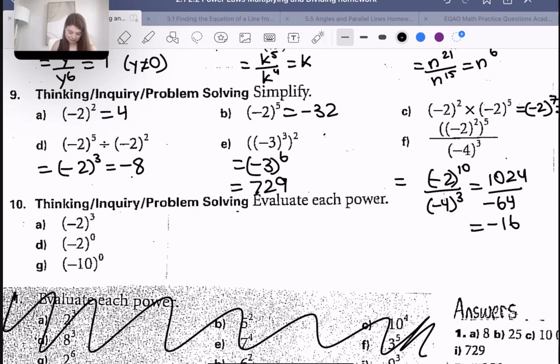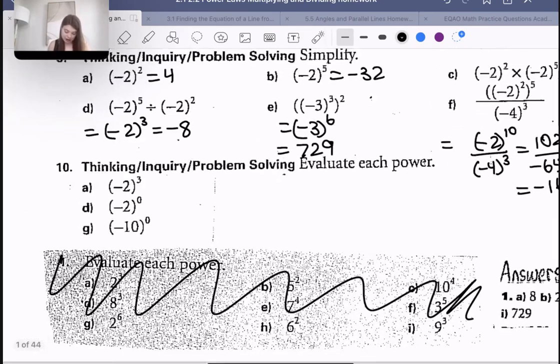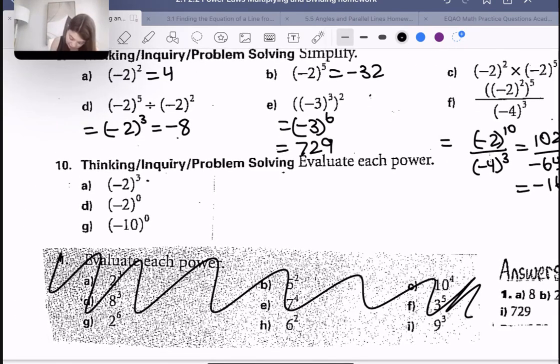Good. All right, and here they're asking us to evaluate each power. So negative 2 cubed, well, that's just going to be negative 8. We actually already answered that up here in D, so they kind of asked the same question again. And then here they have negative 2 to the 0 and negative 10 to the 0. Now keep in mind, anything to the power of 0 equals 1. So regardless if it's a negative number, a positive number, whatever, anything to the power of 0 equals 1. It's a universal truth that x to the power of 0 equals 1, regardless of what x is.